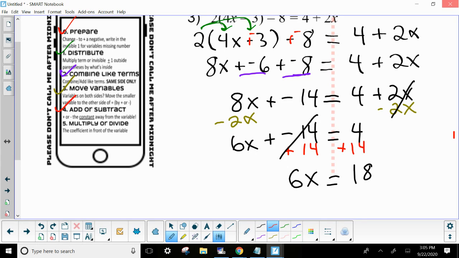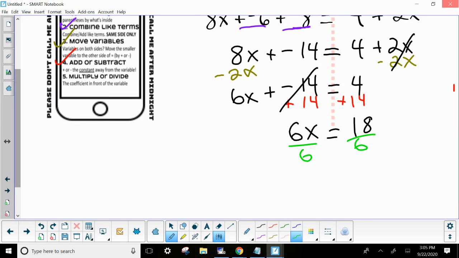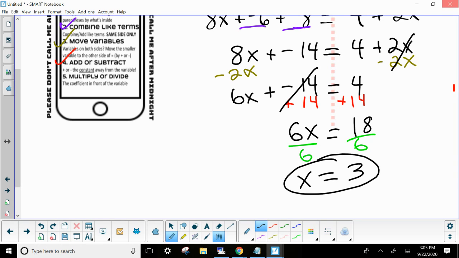Next, we need to multiply or divide the coefficient in front of the variable. This 6x is multiplication, so I need to do the opposite, which is divide. I'm going to divide each side by 6, which will leave me with x is equal to 3. If I wanted to, I can go back in and plug that in to make sure that it all works out. It does work out, and your answer to this will be x is equal to 3.